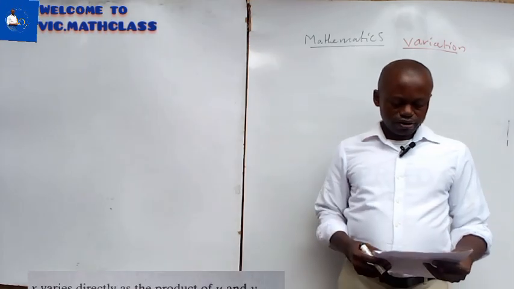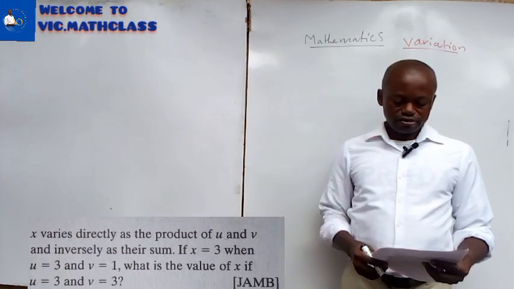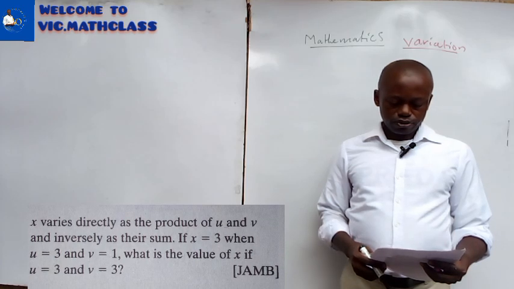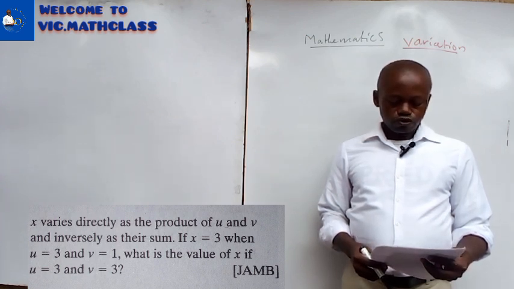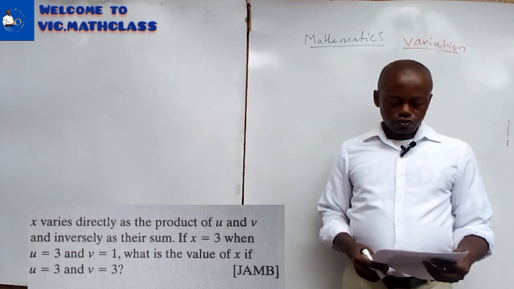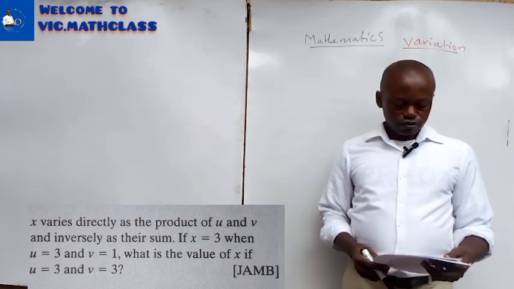And the aspect we want to look at is joint variation. We have a question here that says x varies directly as the product of u and v, and inversely as their sum. It says if x is equal to 3 when u equals 3 and v equals 1, what is the value of x if u is equal to 3 and v is equal to 3.